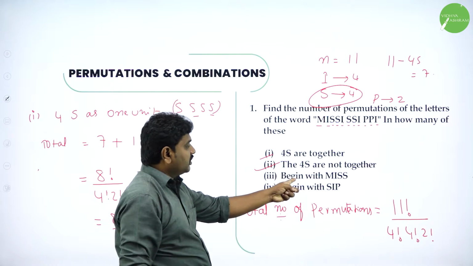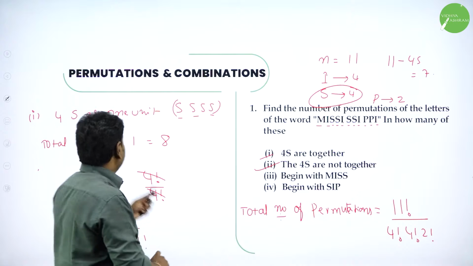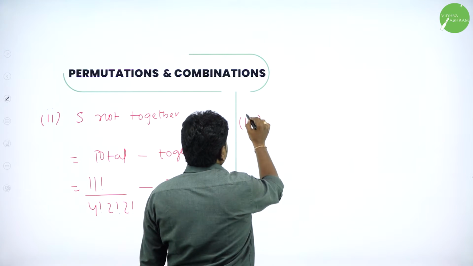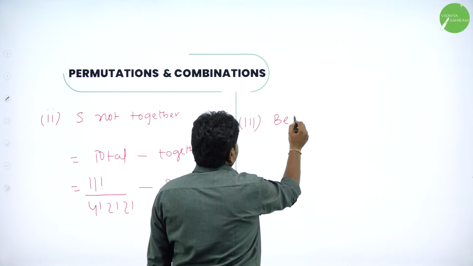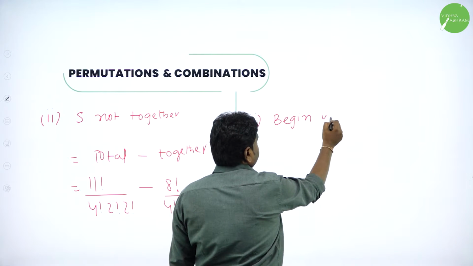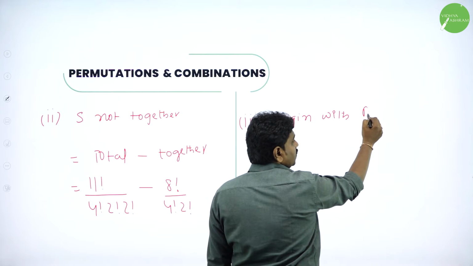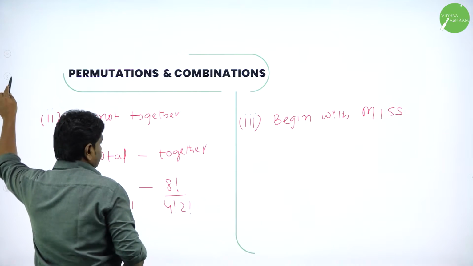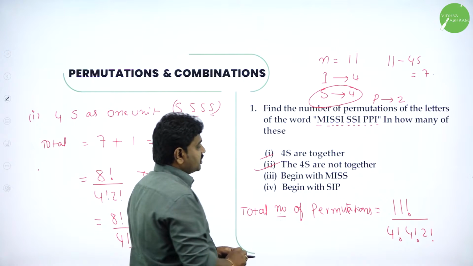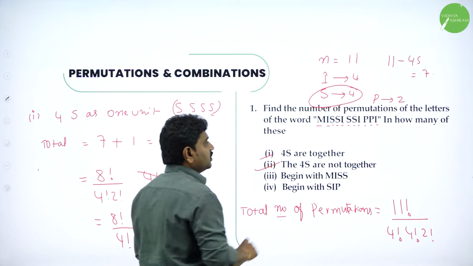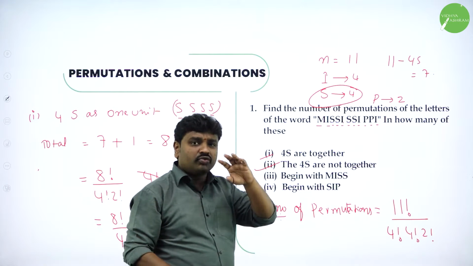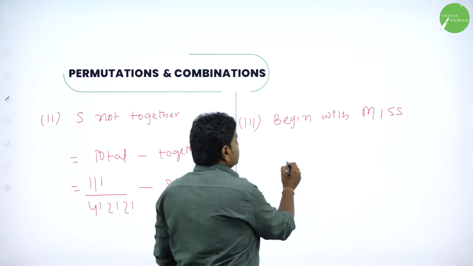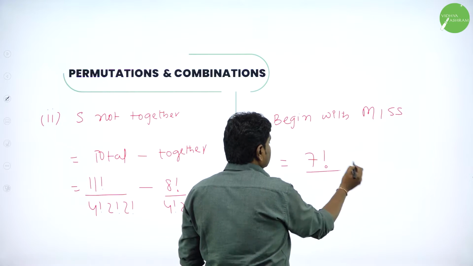Now how many begin with MISS? Third part, begin with MISS. See, observe. How many begin with MISS means 4 letters are fixed. So out of 11 letters, you remove 4 letters, we'll have 7 letters. So we have to arrange only 7 letters. 7 letters can be arranged in 7 factorial.